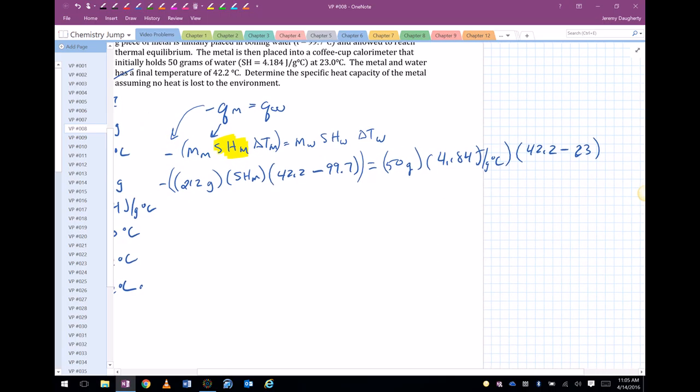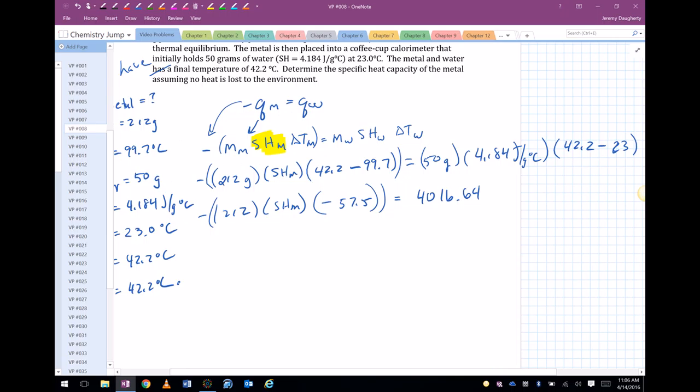I can work through this. Take your time, do it stepwise. So this ends up being negative 57.5 times the specific heat capacity of the metal, which is what I'm looking for, times 212, and that whole thing is negative. Let's see what I get over here. I've got 50 times 4.184 times parentheses 42.2 minus 23 in parentheses, and so on this side I get 4,016.64. Now that's the amount of heat that the water absorbed. That's why it's positive.